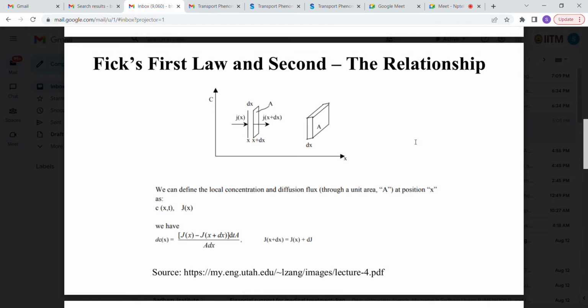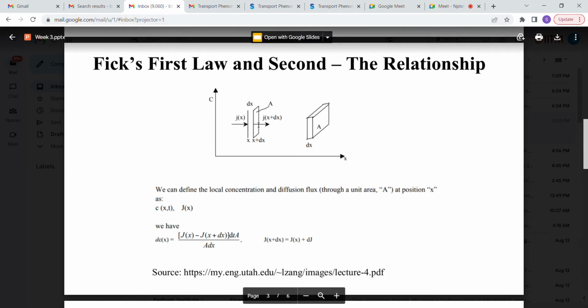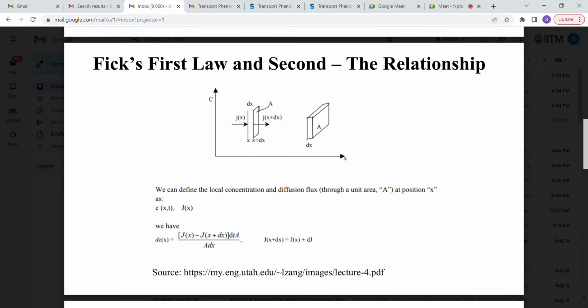To reiterate, to give you a glance again, what we did was we took a volume element from a solution whose width was infinitesimal, which is dx, and whose area is A, and the diffusion fluxes at the point x and the point x plus dx are defined by J of x and J of x plus dx respectively, and we have arrived at these two equations.